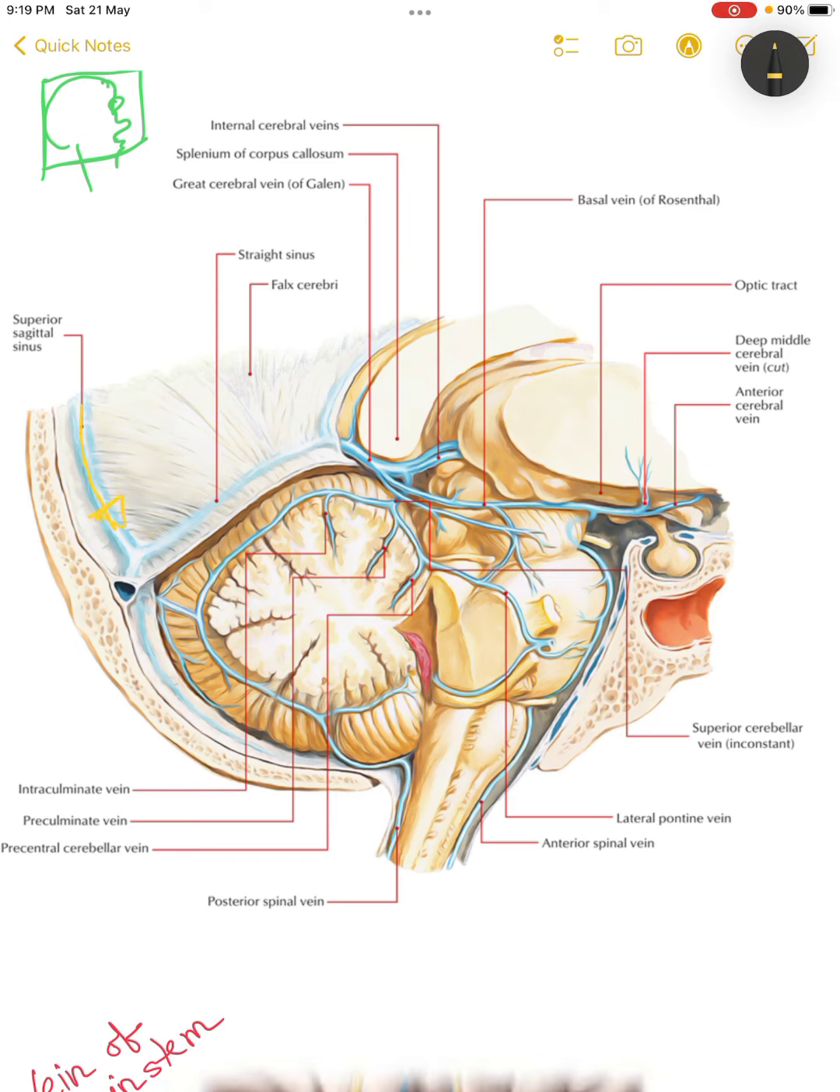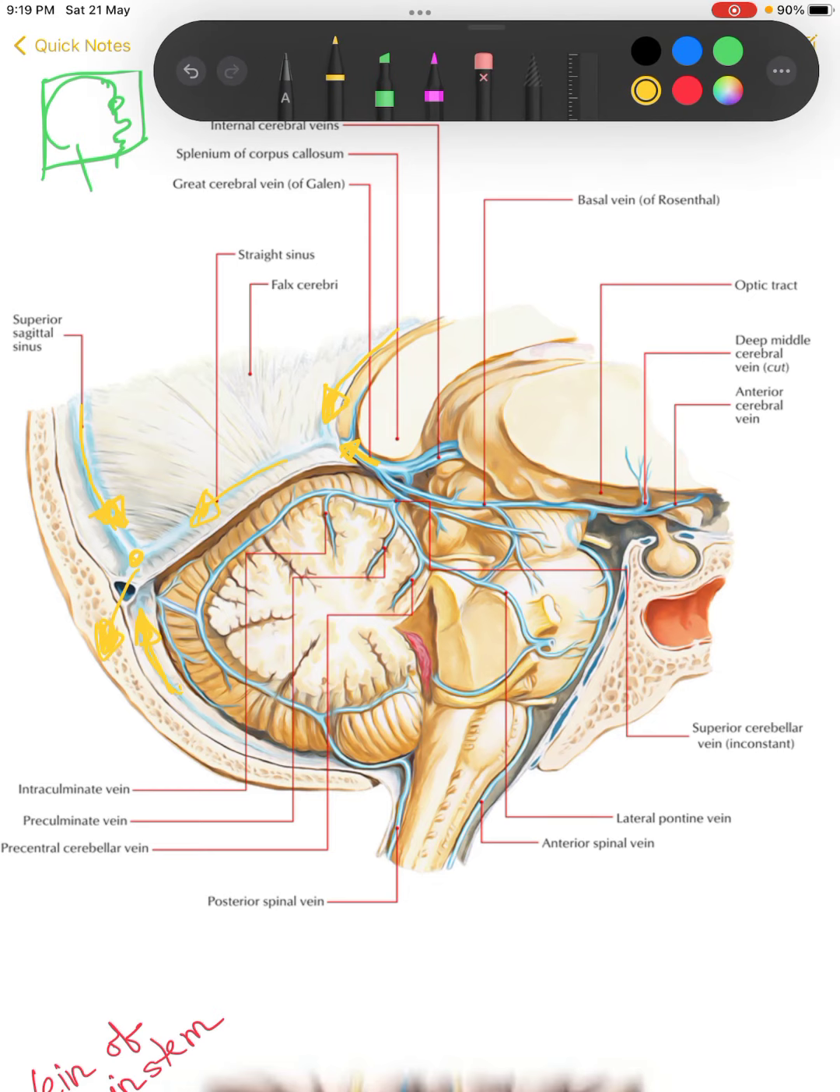So here you can find our superior sagittal sinus. This is our straight sinus, the confluence of the sinuses. Here you can appreciate the transverse sinus. Here you see the occipital sinus. You already know this. This is our inferior sagittal sinus. This is our great cerebral vein, or vein of Galen.